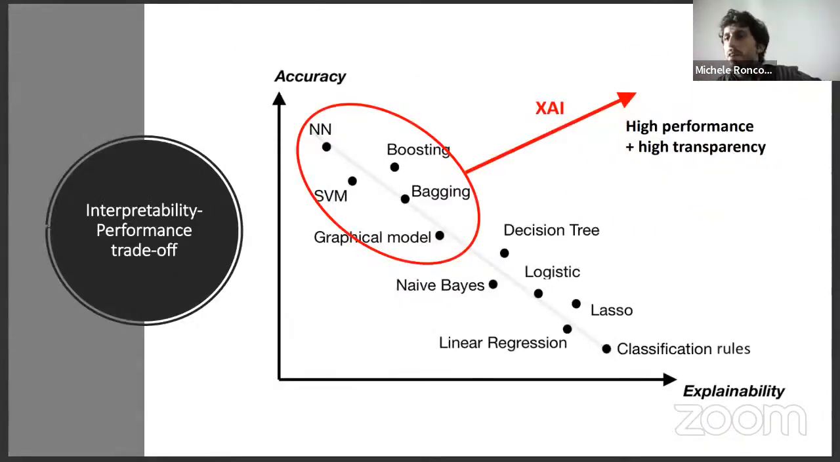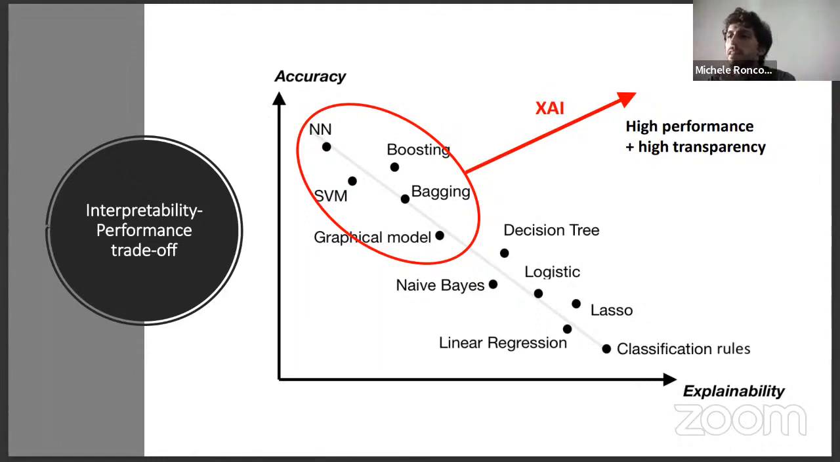This is probably a graph which you might have already seen at other times, which shows the trade-off between the accuracy and the explainability of different machine learning models. It's a qualitative plot, because it's generic, just to give you a view, and the accuracy of models depends on the specific problem. But in general, neural networks, support vector machines, random forests and so forth have a higher performance than logistic regression or linear regression and so forth, which are in the bottom part of accuracy.